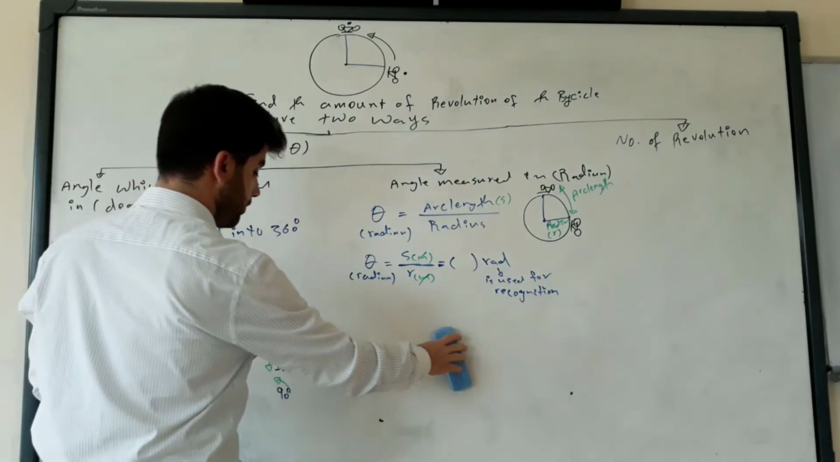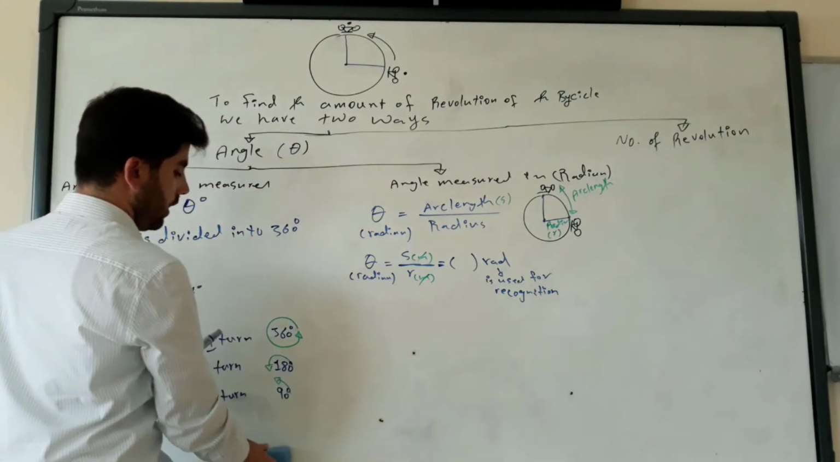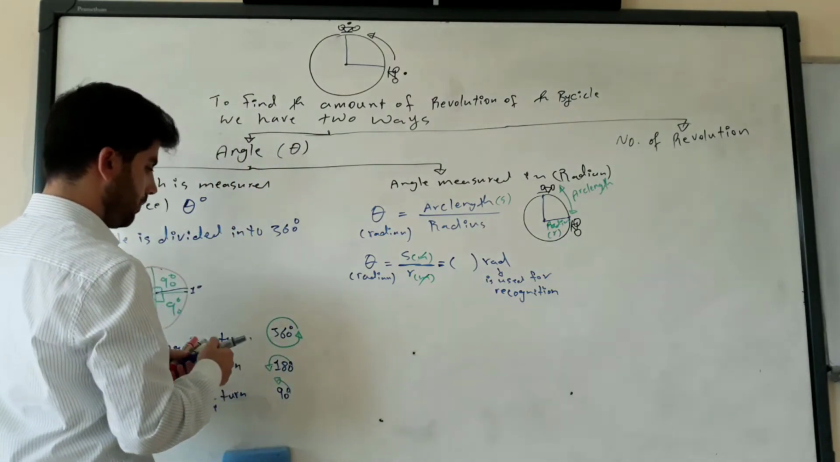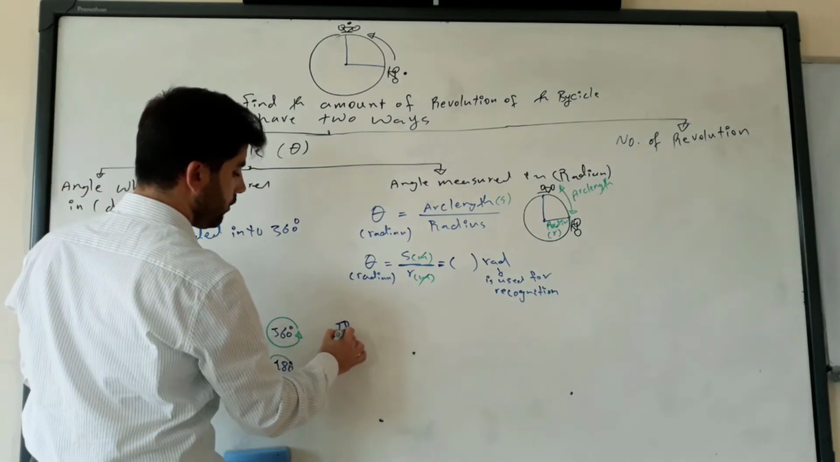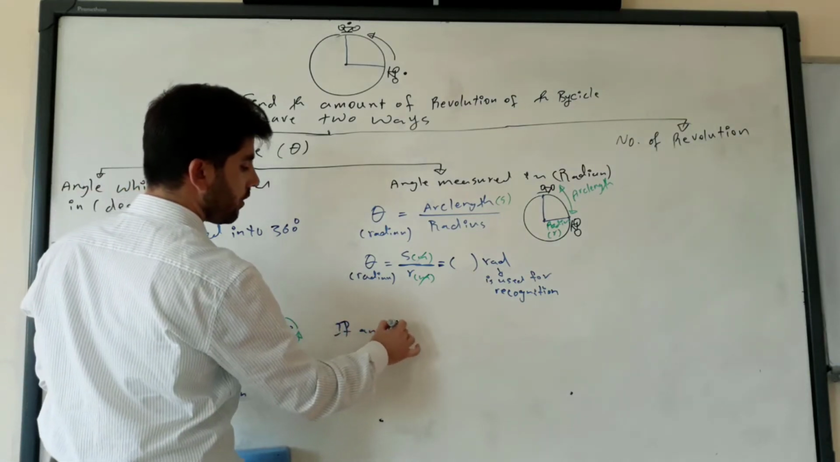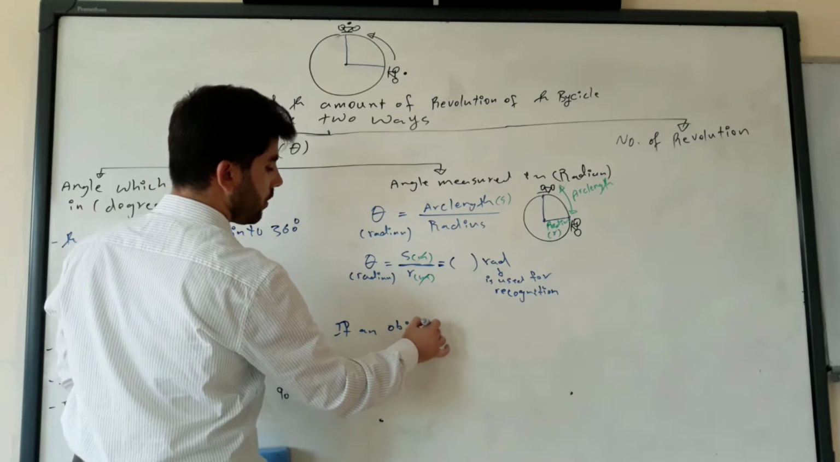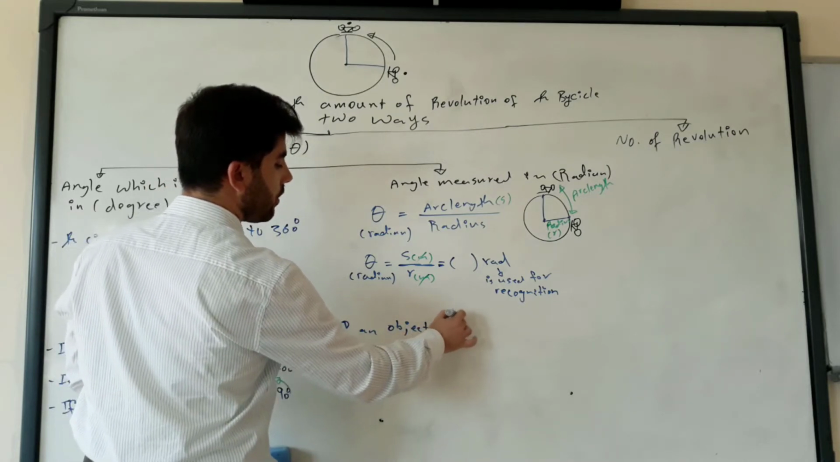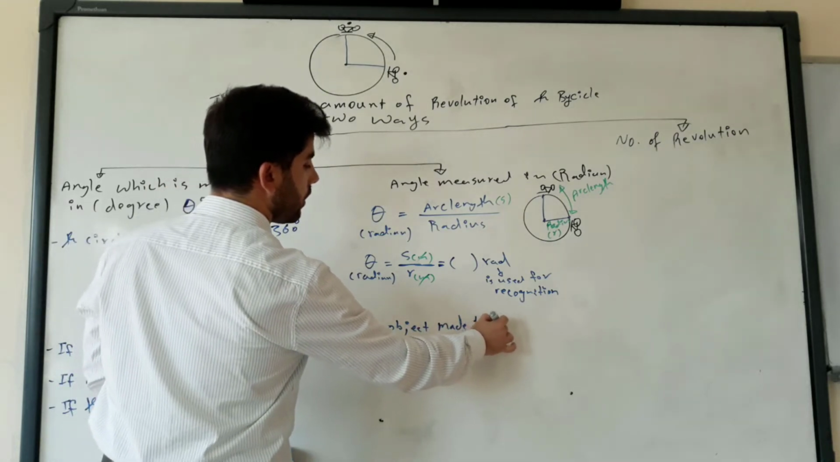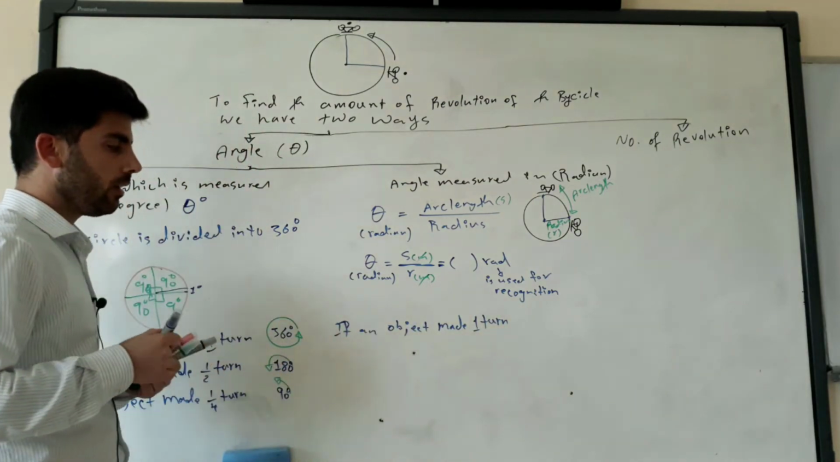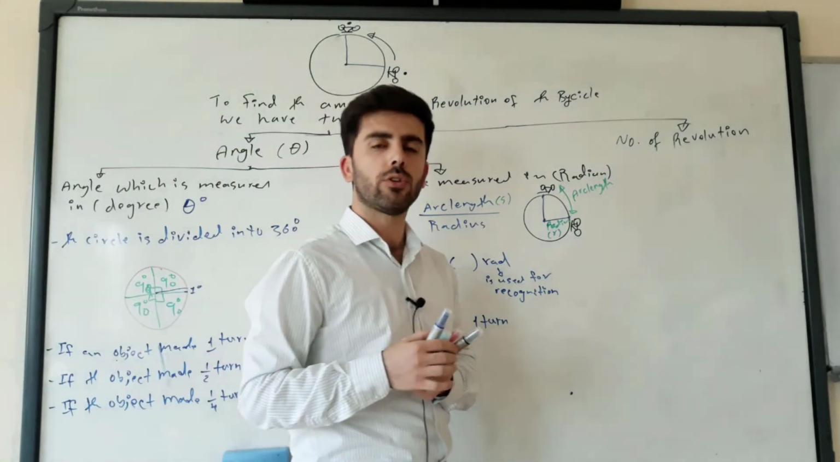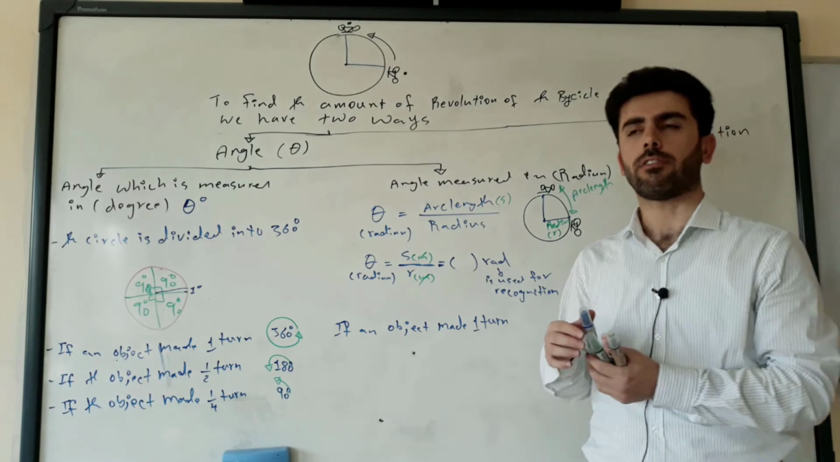If an object made 1 turn, how to tell the amount of revolution of this object in radian?